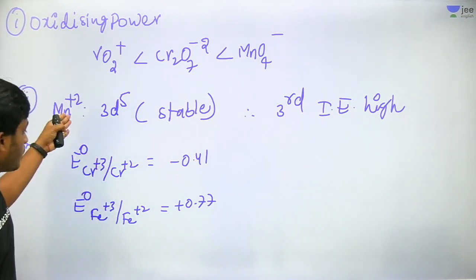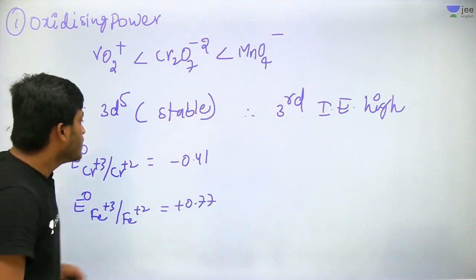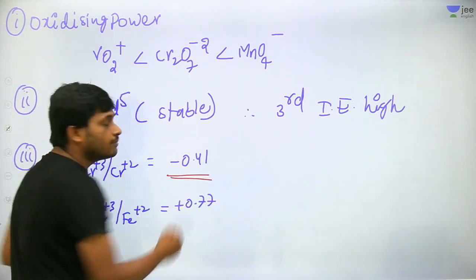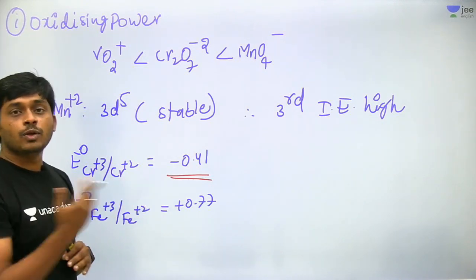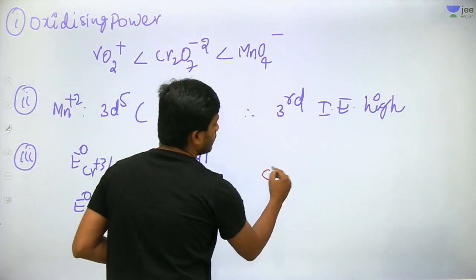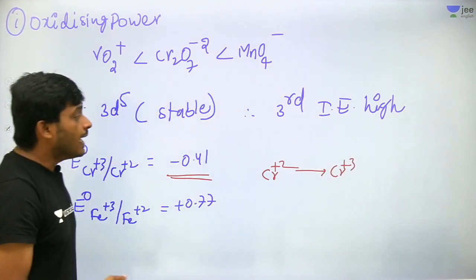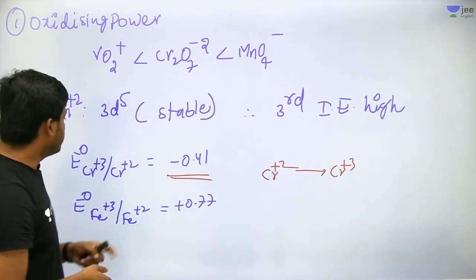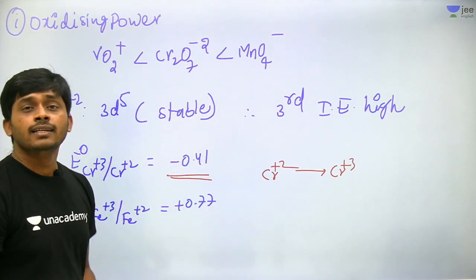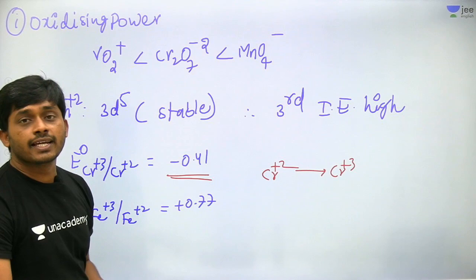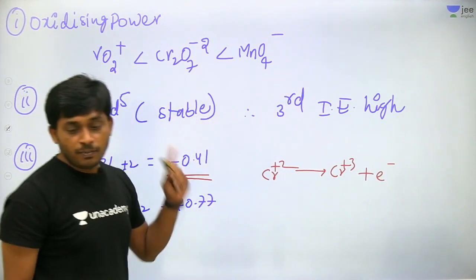And chromium plus 2 is a strong reducing agent. See the potential value, minus 0.41. So it immediately converts into chromium plus 3. It is accepting electrons and it is giving electrons. Cr plus 2 will go to Cr plus 3. It is a good reducing agent. It will give electrons because of the potential.